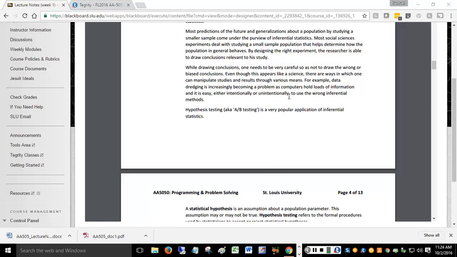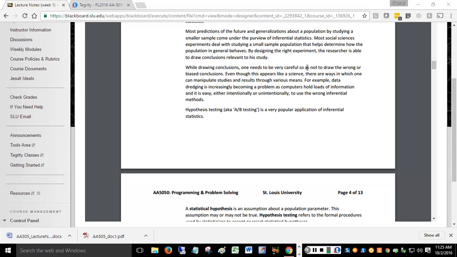So one thing that needs to be very careful is not to draw the wrong or biased conclusions. Even though this appears, in science, there are ways in which one can manipulate studies and results from various means. We're going to talk about, in the last week of the class, reproducible research, which is really very, very important. So we'll talk about that again later.